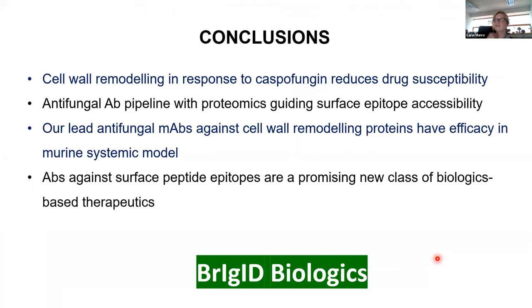So in conclusion, I just wanted to say that we've shown that the cell wall is remodeled in response to caspofungin, and that can reduce susceptibility of strains. We developed an antifungal antibody pipeline, with proteomics guiding our selection of surface exposed epitopes to isolate antibodies against those targets. And we've shown that they are effective in a mouse model of systemic disease. And we are now proposing these antibodies as a promising new class of biologics-based therapeutics against antifungal pathogens.